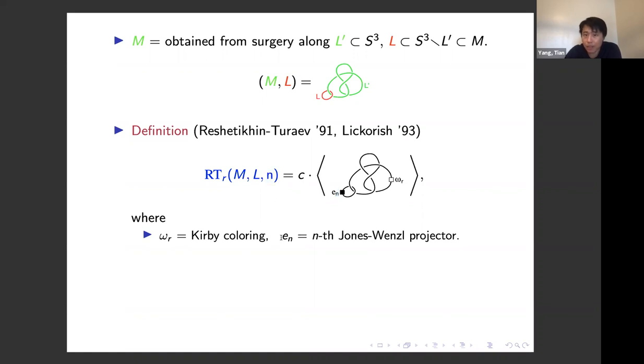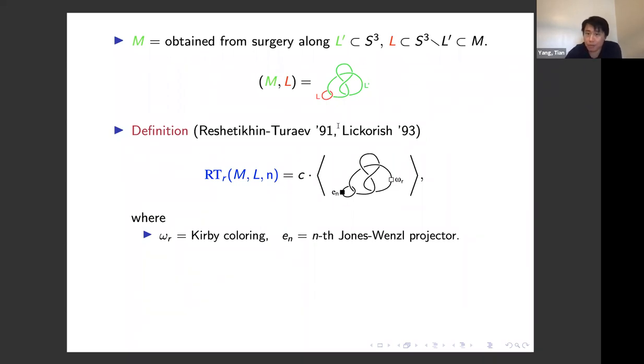Okay, so both the Jones-Wenzl projectors and the Kirby coloring are linear combinations of diagrams, and they capture the behavior of the representation of quantum SL2. Remember, the invariant comes from the representation of quantum groups, and that's how the representation theory comes in. The behavior of those representations is captured by these various diagrams. Okay, so by doing this, we have a very complicated linear combination of diagrams in the plane, in R2.